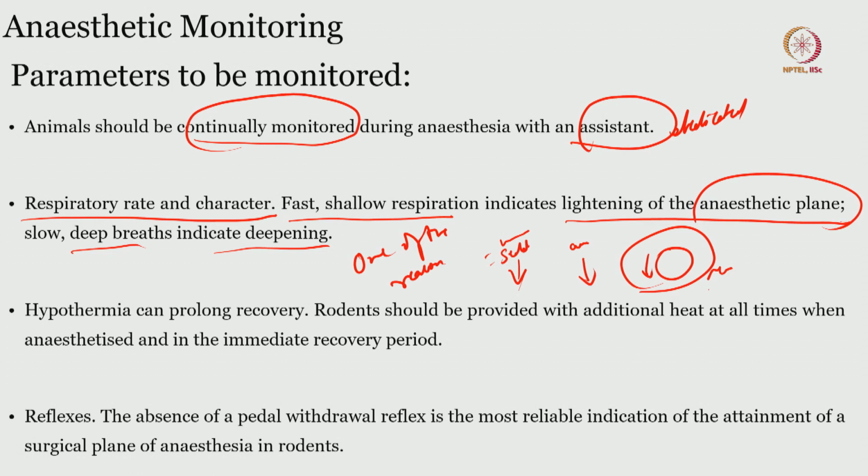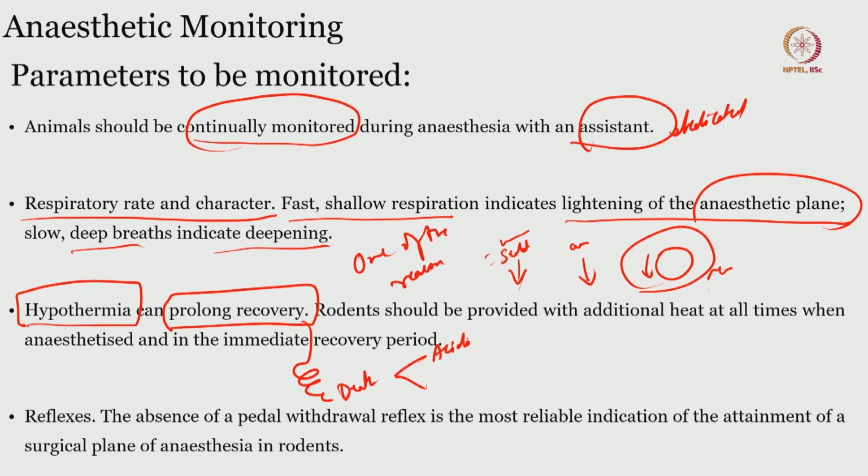So, another important thing is hypothermia. As I said, this will prolong the recovery, and many a times it will not recover completely and then spirals down to death if there are additional components of acidosis and coagulation disorder, coagulopathy. All right.